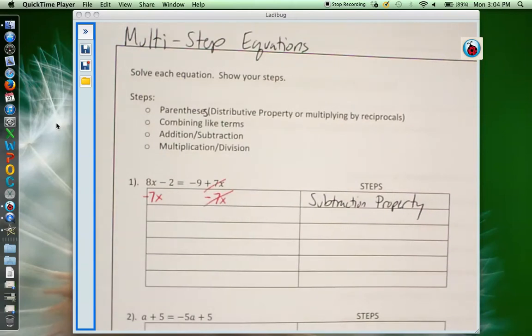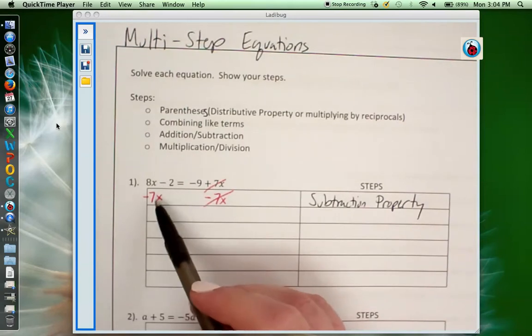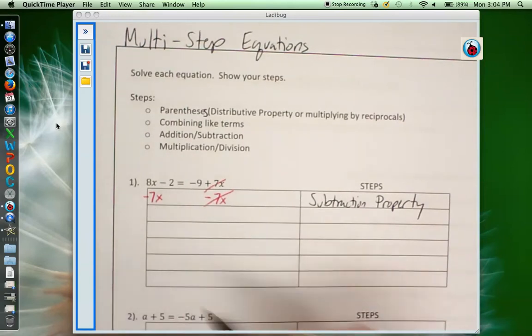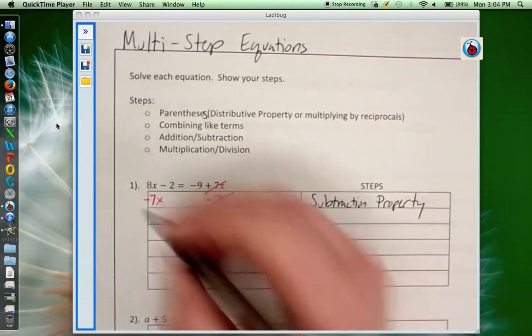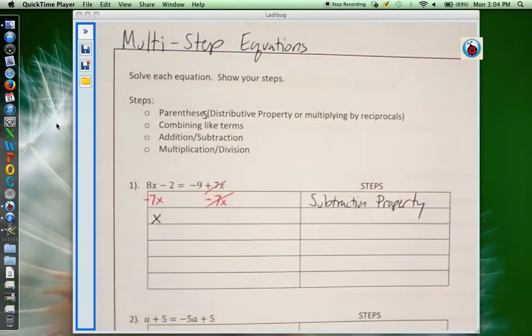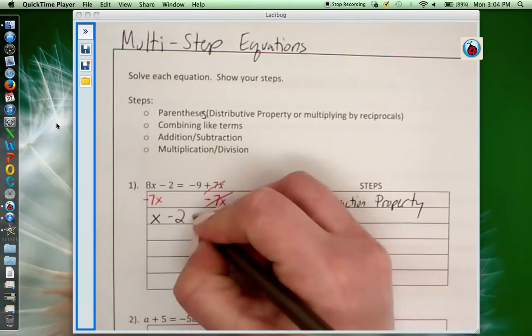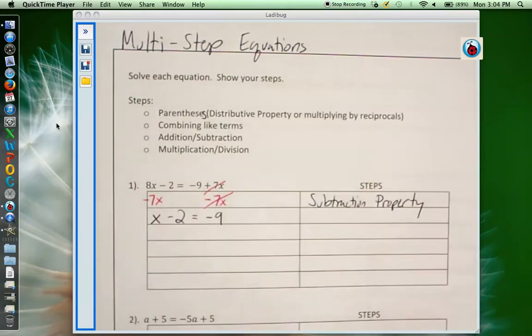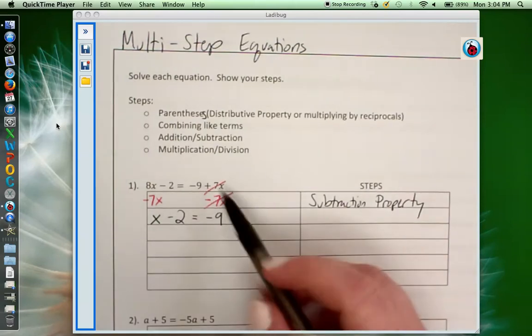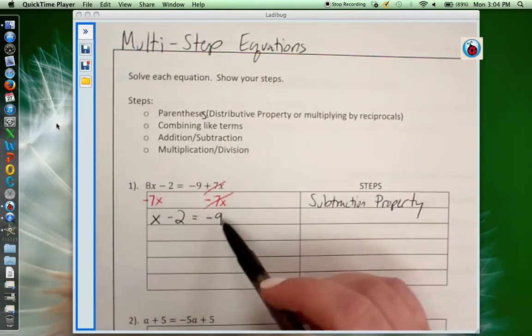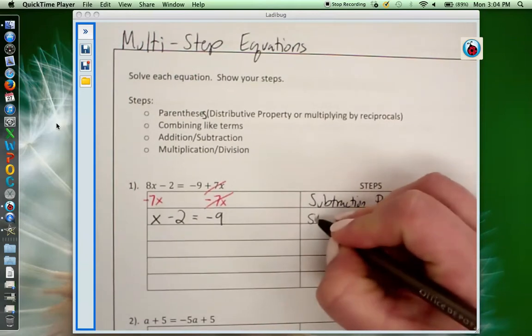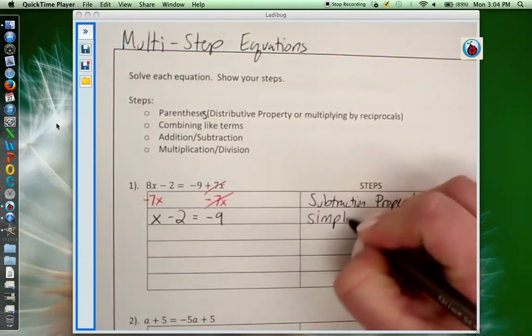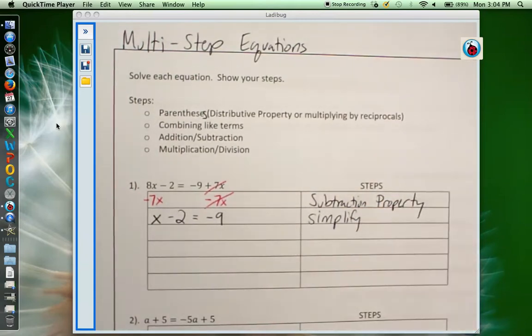All right, so what does this leave me with? I have 8x minus 7x. That would be 1x, but we usually don't write the 1 in front of x. We usually just write it as x. I still have minus 2. I still have an equal sign, and I still have -9. And for my step, all I really did was I just simplified the subtraction. So I'll just say that was just simplify. That's all we really did.